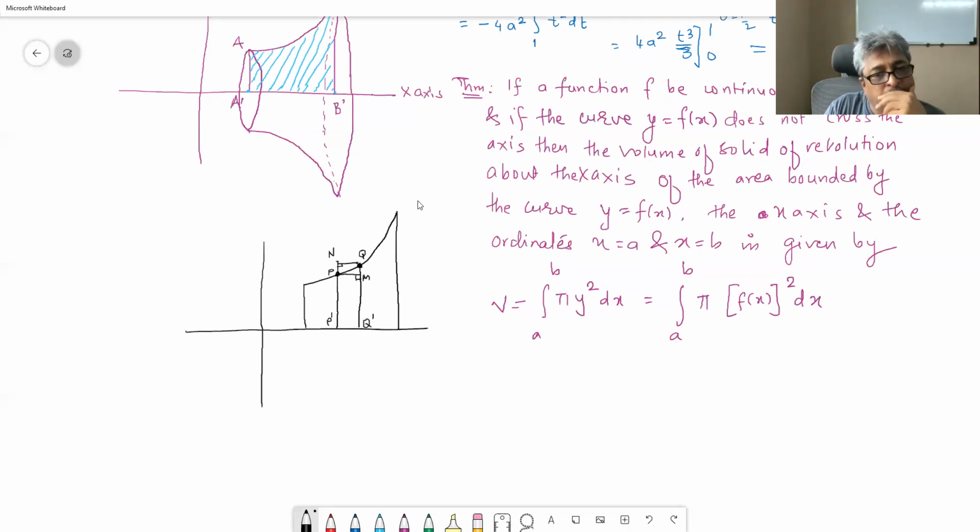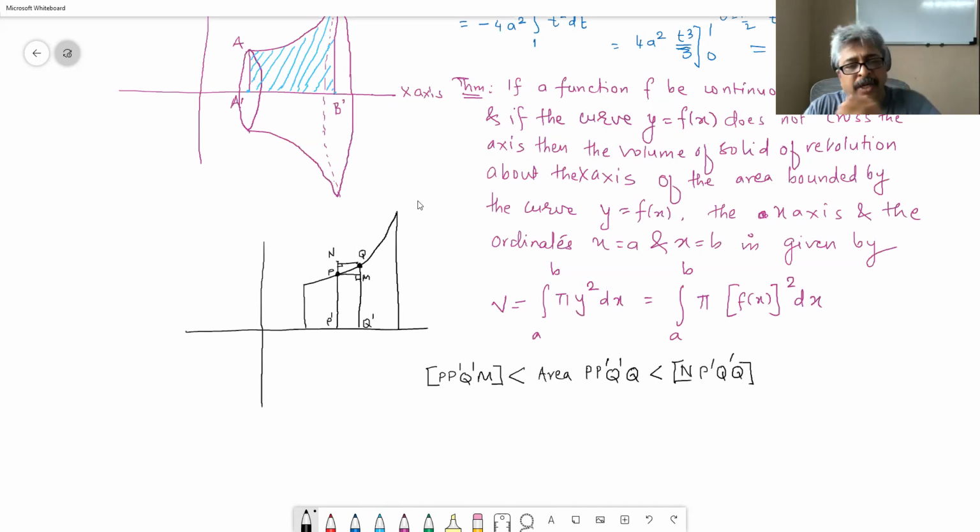So the area of rectangle P, P dash, Q dash, M is going to be less than the required area under consideration, area P, P dash, Q dash, Q, which is less than the area N, P dash, Q dash, Q. Of course, we are doing this by looking at the diagram. If the function is decreasing, the inequality signs will be different, but the concept is going to remain the same.